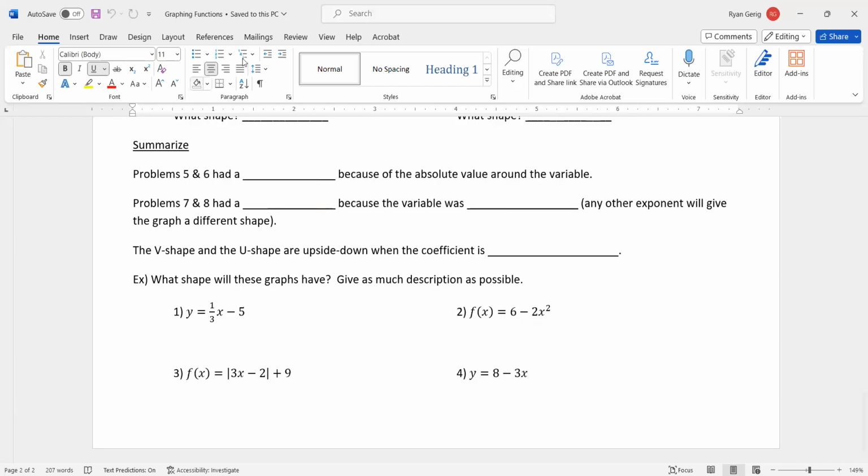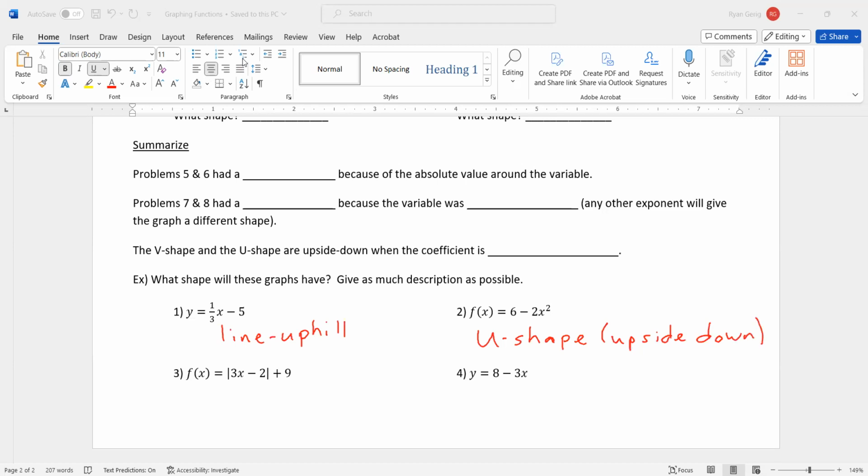So number 1, basically what I look at here is there an exponent? No. Okay. Is there an absolute value? No. So it's probably a line, and in this case it is, but which way is it going? It's going uphill because the number in front of x is positive. Number 2, there's an exponent of 2. This is going to be a U shape. The number in front of x squared is negative 2, so it's going to be upside down.